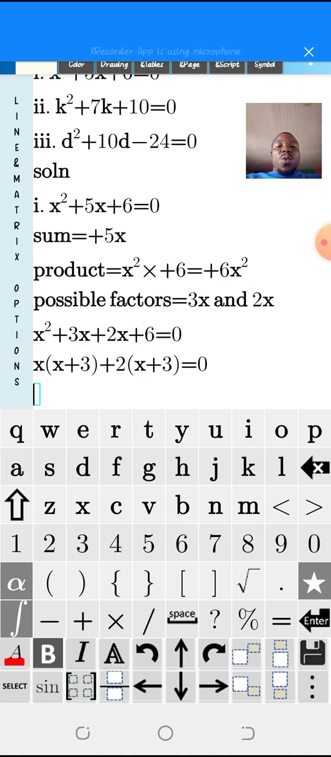And then if you watch out very well, you agree with me that we have x plus 3, x plus 3. So you can bring out one of them, okay? And then you open a bracket. Those outside, you group them together, which is x plus 2 to be equals to 0.